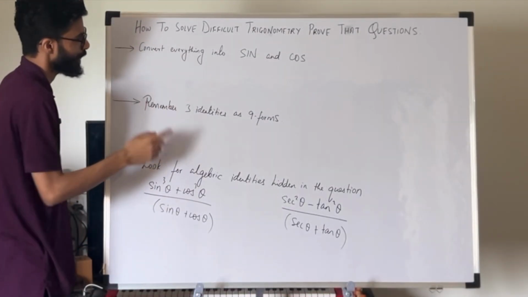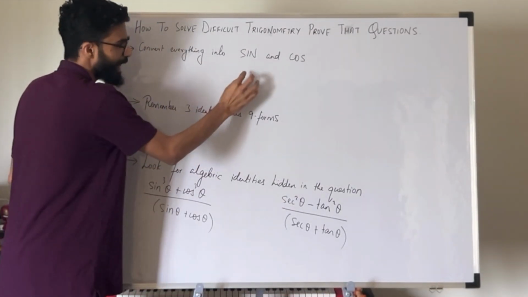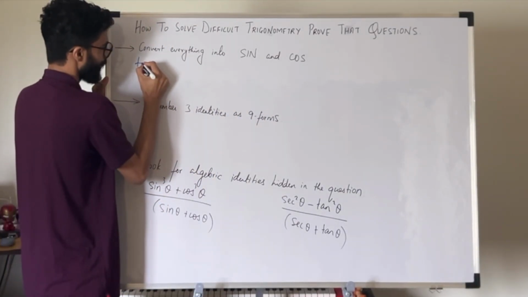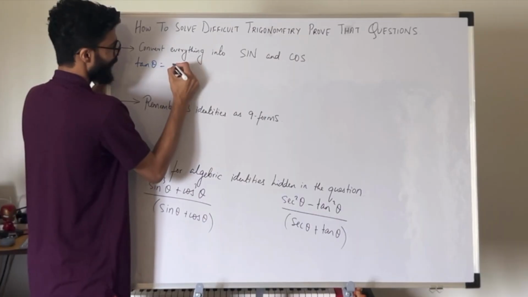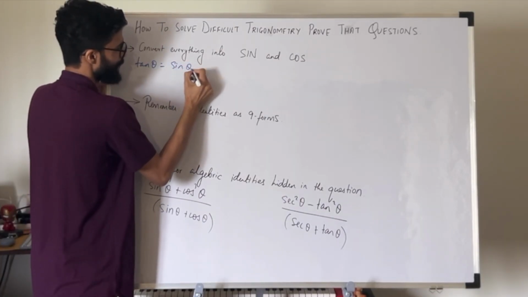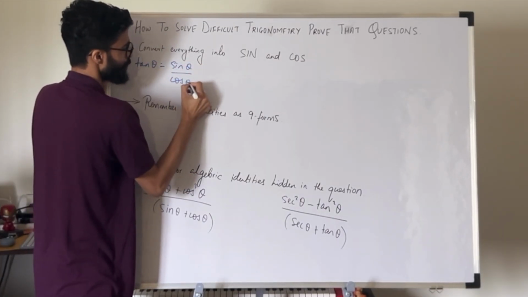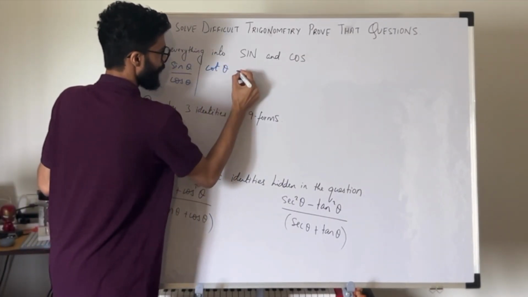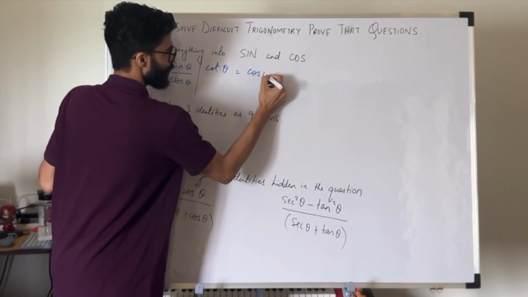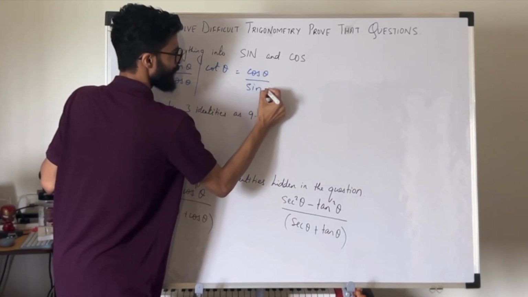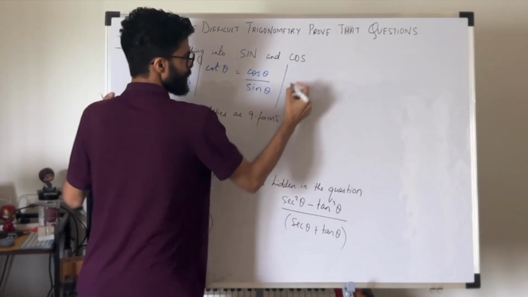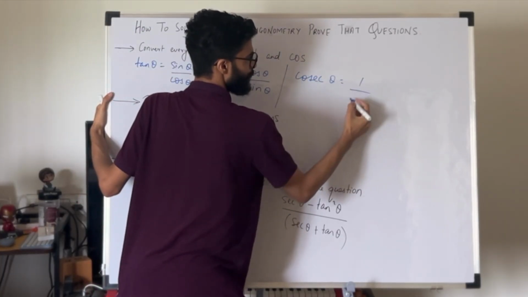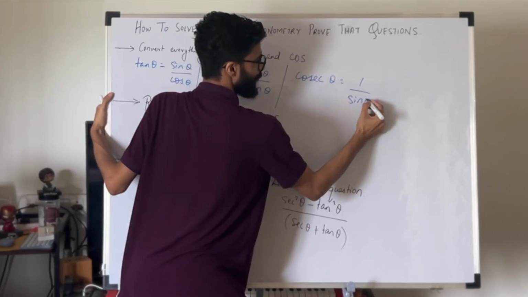Trick number 1, convert everything into sine and cos. Suppose I have tan theta, I will write that as sine theta by cos theta. Now if I have cot theta, I will write that as cos theta by sine theta. Suppose I have cosec theta, I will write that as 1 by sine theta.